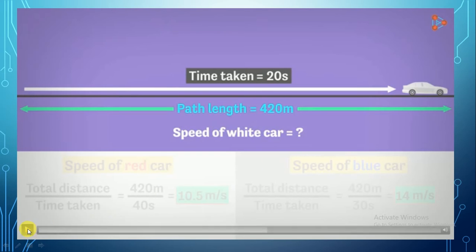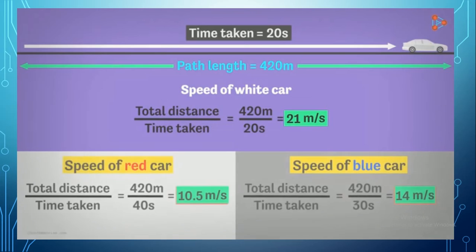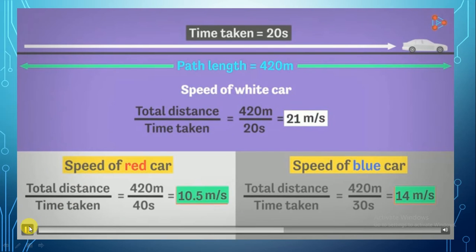Okay, let's try to find out the speed of the white car. The speed is 420 meters over 20 seconds, which will give us 21 meters per second. And you can see that this ratio is the greatest of all. So the speed of the white car is higher, because the white car is the fastest car.